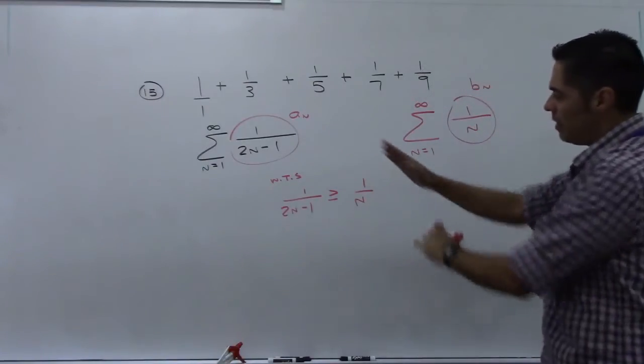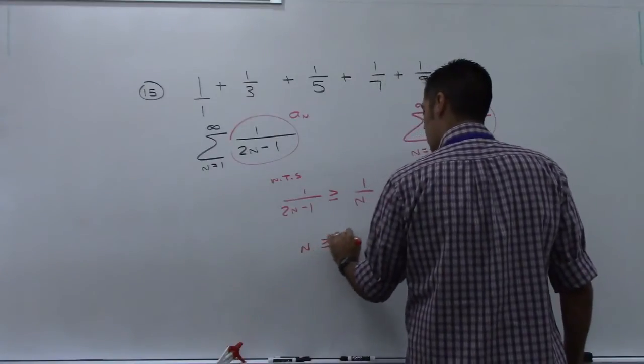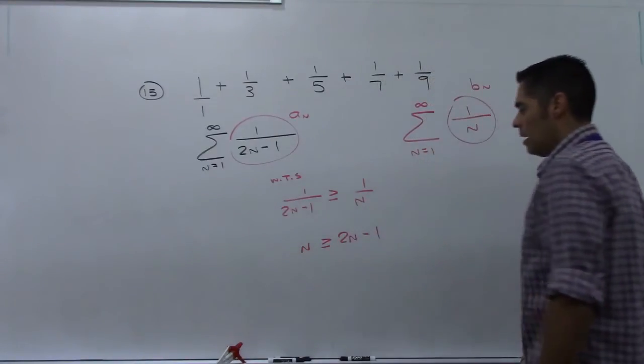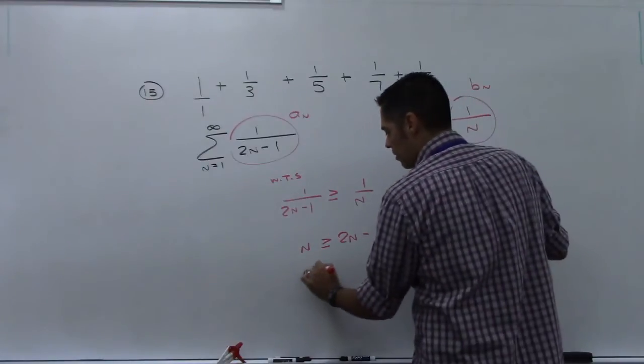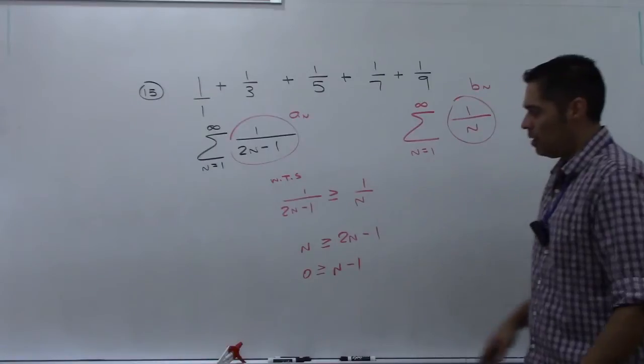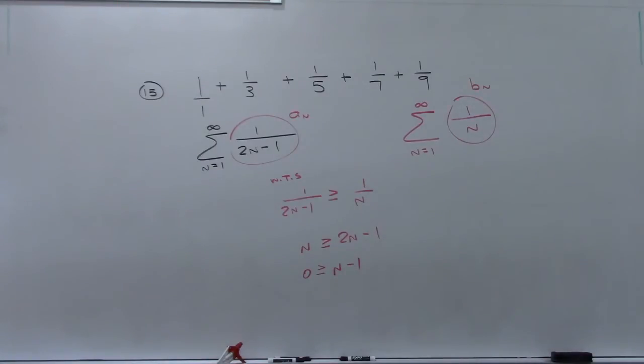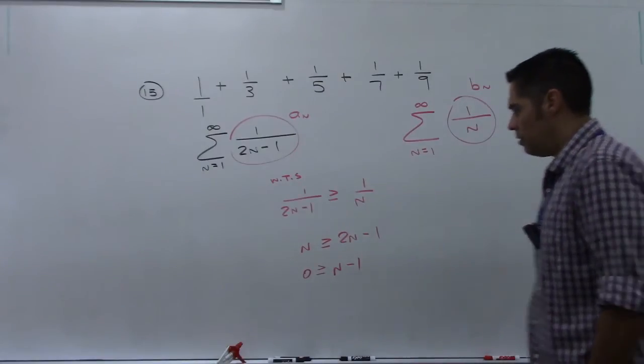And if we do this again, you're going to see it's not going to work. n greater than or equal to 2n minus 1. And when we subtract n on both sides, we get 0 bigger than or equal to n minus 1, and that's not true. So we run into the exact same problem we ran into on 16, and that's we need to tweak this.